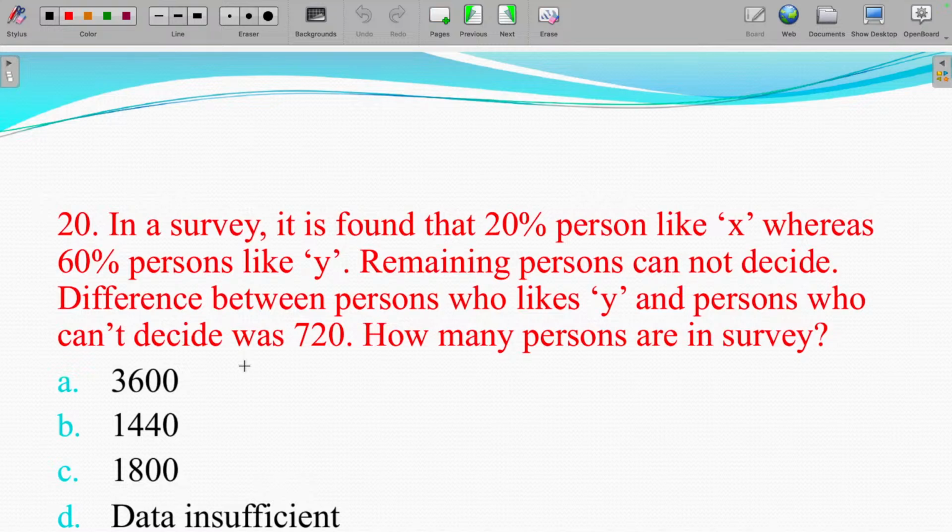In a survey, it is found that 20% of people like X, whereas 60% of people like Y. The remaining people cannot decide. Fine. It is a very easy question. I hope you can do it. You try. All online students also try. YouTube students, try to tell the answer for this.